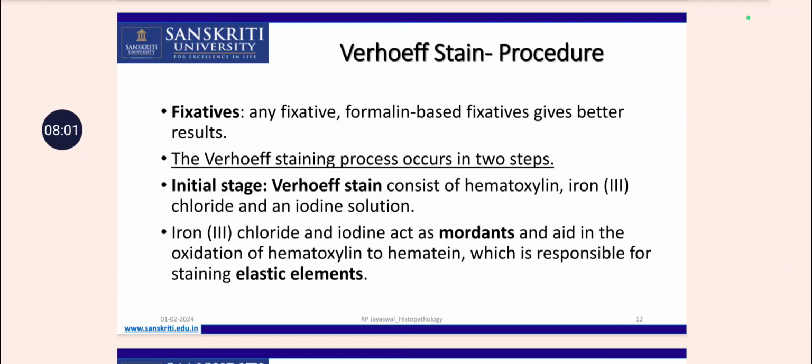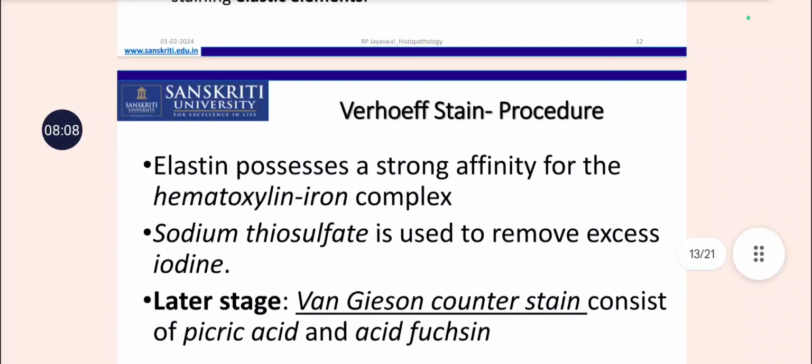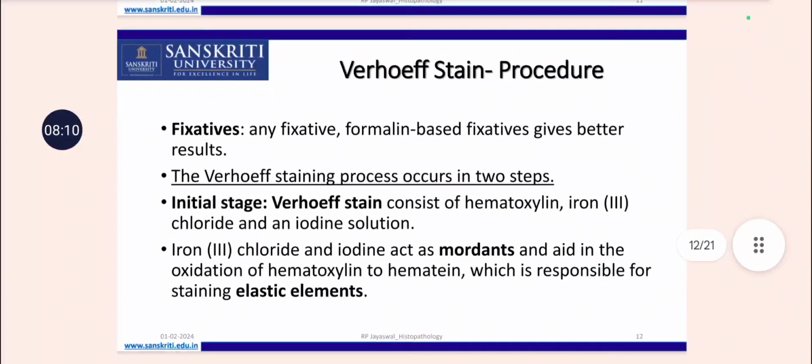Here two steps are given for Verhoeff stain. The first one is an initial stage, and the second is the later stage. In the initial stage, we use Verhoeff stain, which consists of hematoxylin, iron chloride, and iodine solution. Here iron chloride and iodine act as a mordant, and as a mordant they aid in the oxidation of hematoxylin to hematine, which is responsible for staining the elastic fiber.